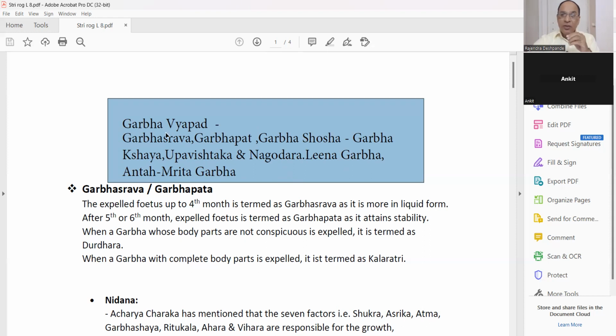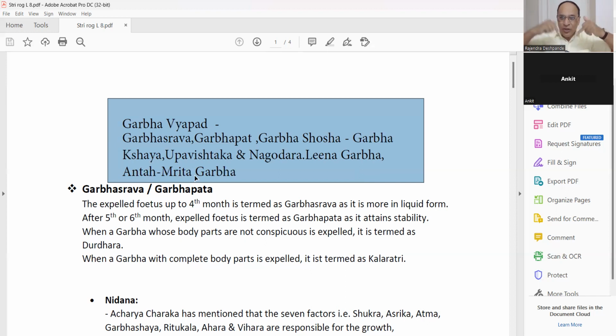Garbha Vyapad, because further you may not write. But this is what Dr. Deshpande has told on the 28th November. So this topic, Garbha Vyapad, complications of pregnancy. Number 1, Garbhasrava, miscarriage, bad luck. Garbhapat, abortion, bad luck. Shosha, Kshaya, undernutrition of the baby inside the uterus. Upavishtaka and Nagodara, Leena Garbha, and Antah-Mrita Garbha.